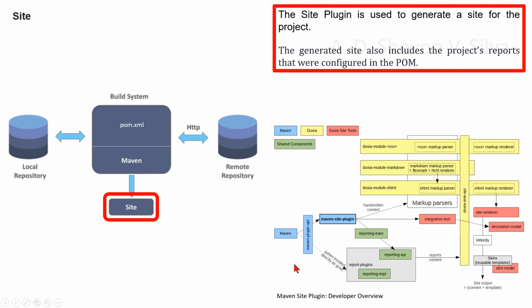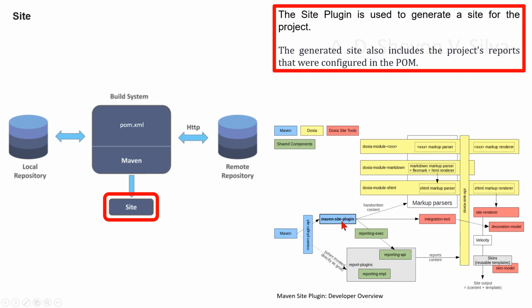Here Maven is connected to the Maven plugin API. Maven is connected to the Maven site plugin and report plugins, and it goes through the Maven API and Maven plugin API when invoked directly as a goal. Maven is connected to report plugins here, and the Maven site plugin is connected to markup parsers, integration tool, and reporting API.